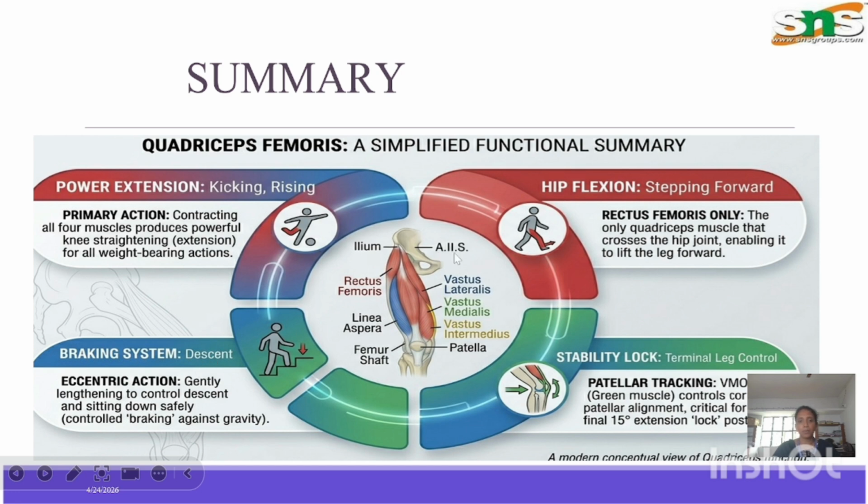So here there is a picture of the quadriceps femoris: rectus femoris, vastus lateralis, vastus medialis, vastus intermedius, and the patella from the origin to insertion. It acts in all these four ways: a powerful extensor of the knee joint, a hip flexor of the hip joint, the stability lock which happens at the terminal stage, done by the patella, and a braking system against gravity.